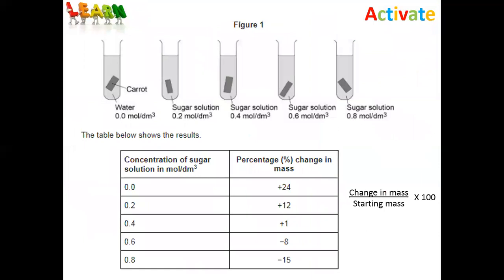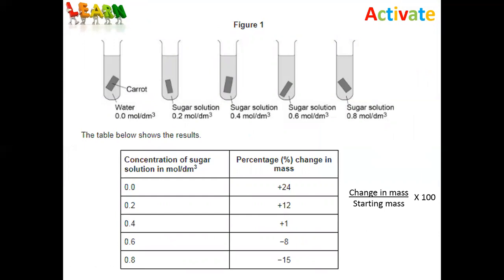Okay, so this is how it might look. As you can see here, this is an exam question from the exam board, and they've used carrot in these 1, 2, 3, 4, 5 test tubes or boiling tubes. They've used carrot. Doesn't matter, it's exactly the same practical, you're just thinking carrot instead of potato.